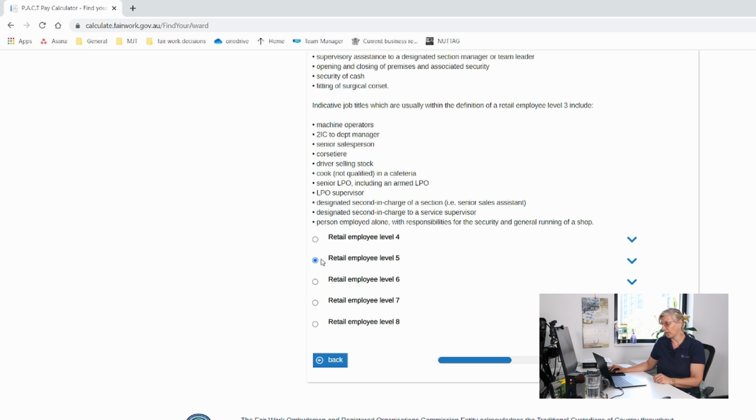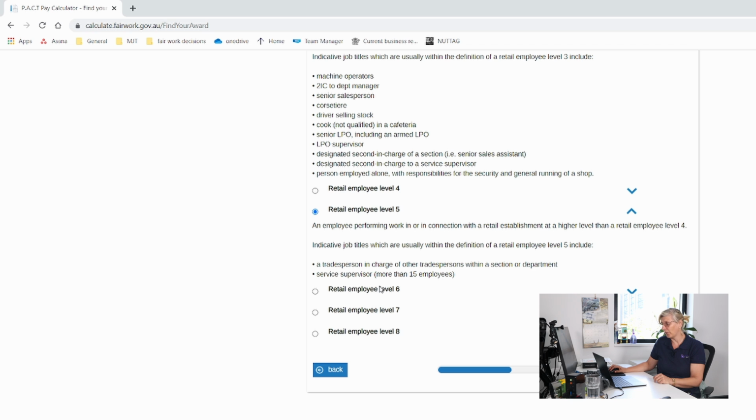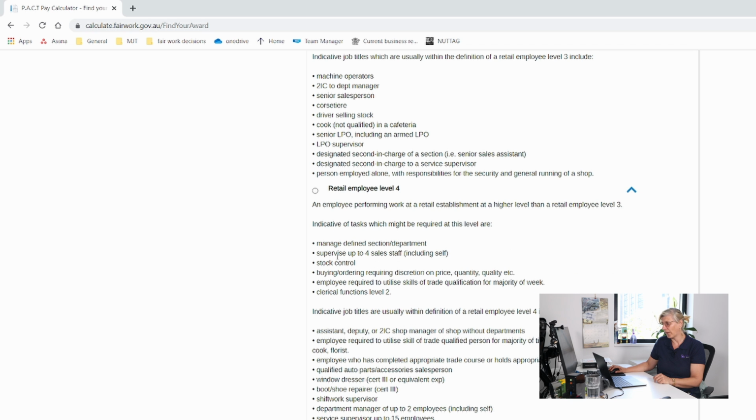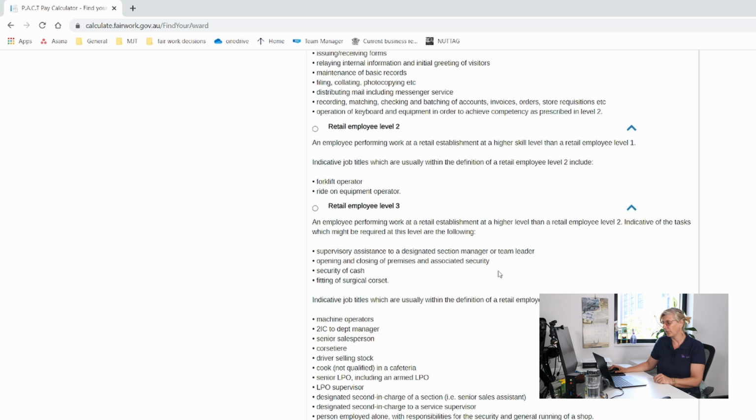Like if we click through these, you can see that there's service supervisor. Level 4, for instance, talks about supervising up to 4 sales staff. Or you might be a boot repairer, certificate 3. So you can see how it's actually pretty important to figure out what classification you are.